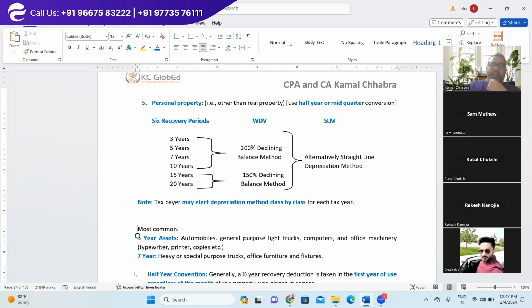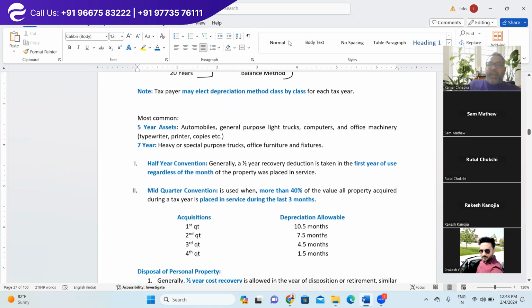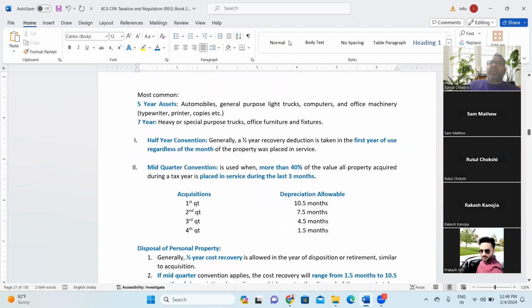So the taxpayer may elect the depreciation method class by class. These are the classes which are defined: 3-year, 5-year, 7-year, 10-year, 15-year, or 20-year. So accordingly, you need to choose the respective life of the assets from the respective class of asset. The 5-year and 7-year brackets are the most commonly tested in the CPA examination.